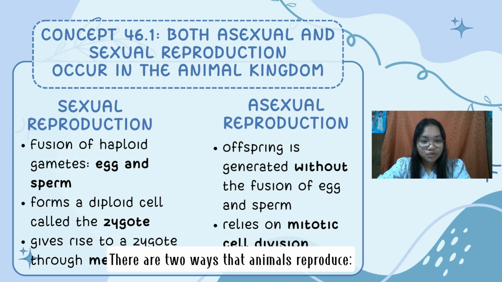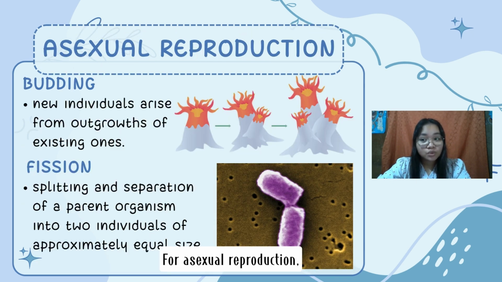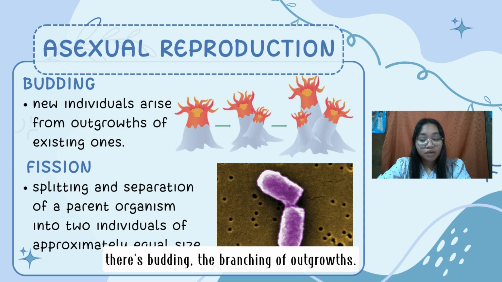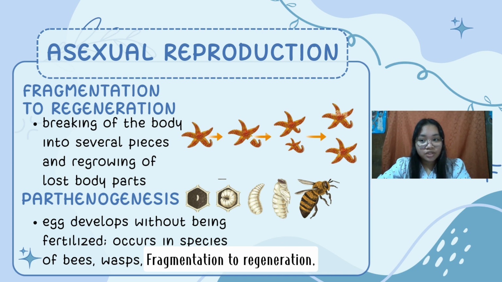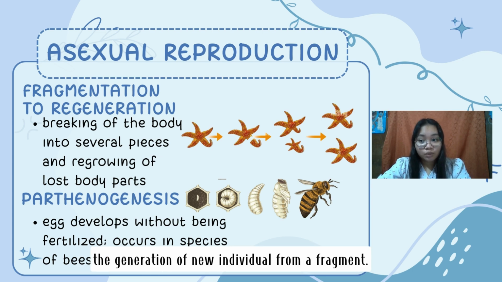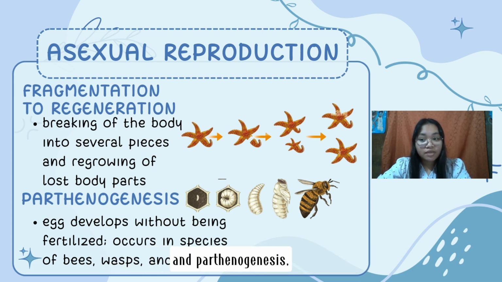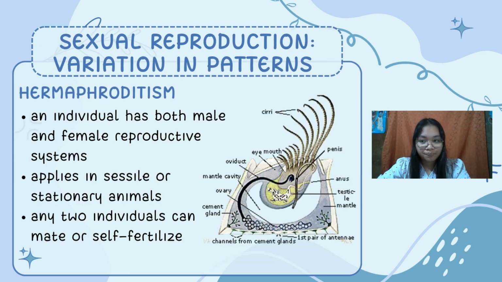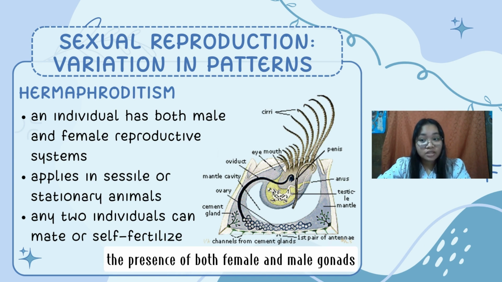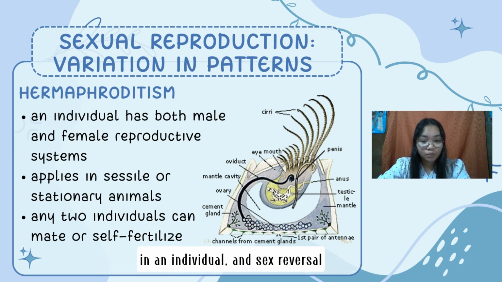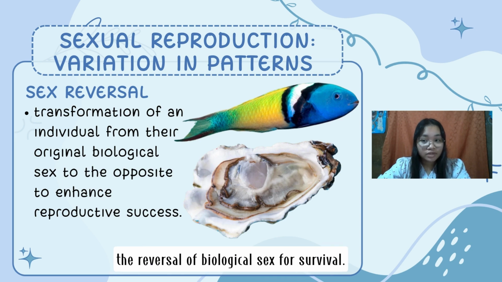Today we'll be discussing animal reproduction. There are two ways that animals reproduce: sexually, that requires the meeting of gametes, and asexually, that doesn't require any meeting of gametes. For asexual reproduction, there's budding, the branching of outgrowths; fission, the splitting of an organism into two; fragmentation and regeneration, the generation of a new individual from a fragment; and parthenogenesis, the egg solely developing on its own. While sexual reproduction has unusual patterns: hermaphroditism, the presence of both female and male gonads in an individual, and sex reversal, the reversal of biological sex for survival.